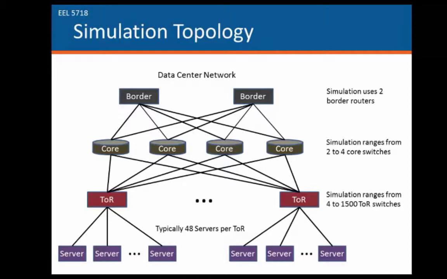Each top of rack switch can support up to 48 servers. So when we initially run this simulation, we'll have 512 top of rack switches. So 48 times 512 is over 24,000 servers. And at 1500 top of rack switches, that will be 72,000 servers. NS3 provides helper classes to help build the nodes and the network topology so that you can build these complex and very large networks quickly.